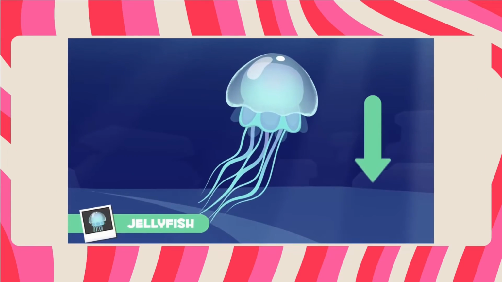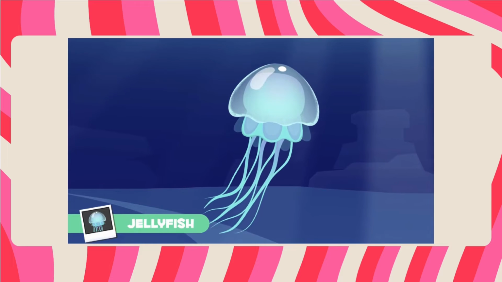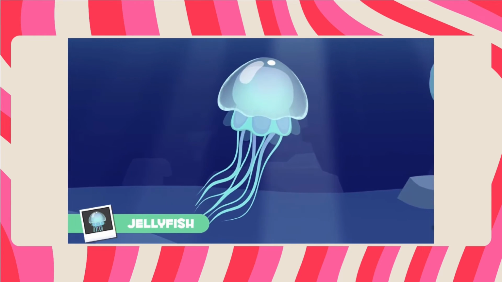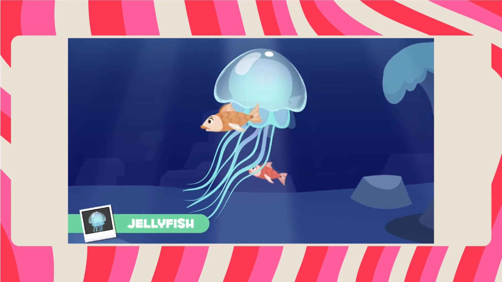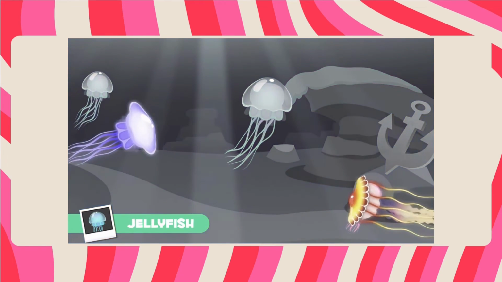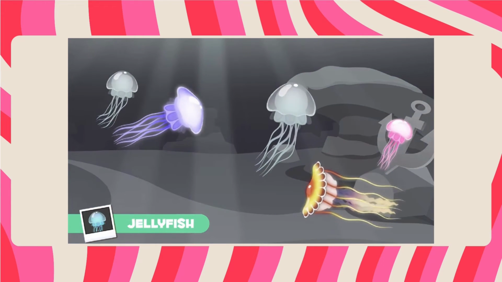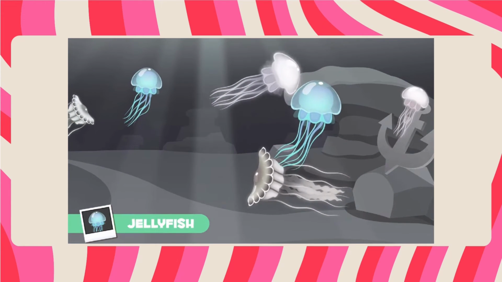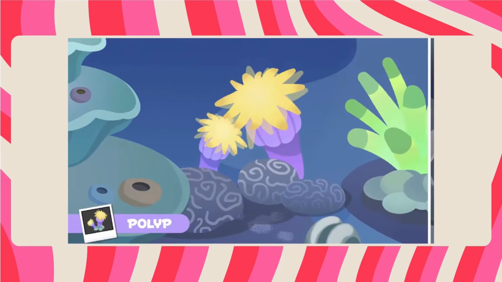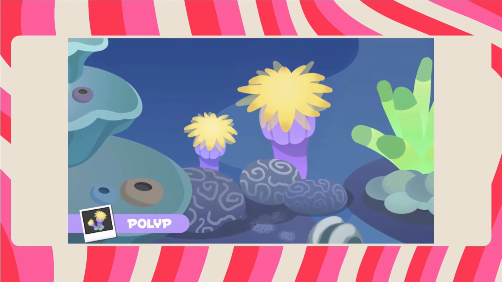Their mouth and tentacles are in the lower part of their body. The tentacles have toxic substances which jellyfish use to capture their prey. Oopsie! I'm afraid it's lunchtime. Some jellyfish swim in the water, and others are simply dragged by the sea currents. They're so lazy.